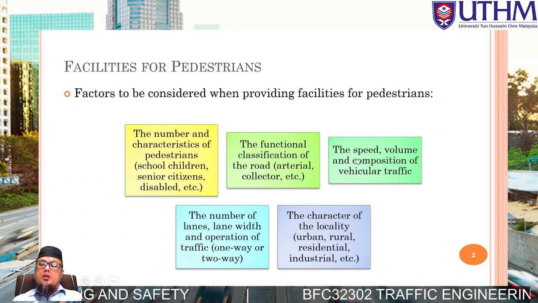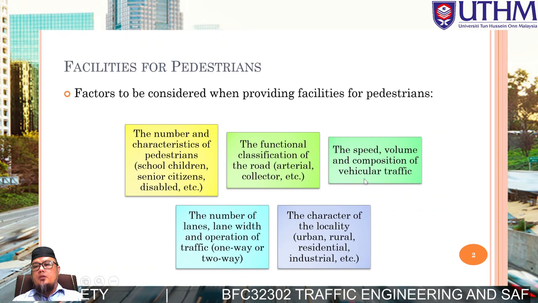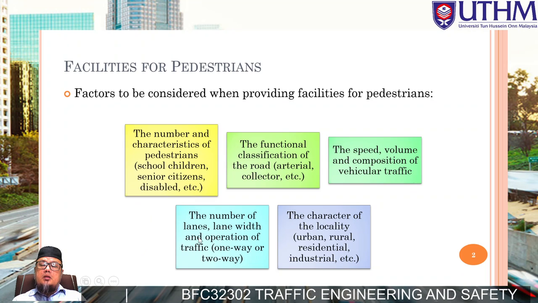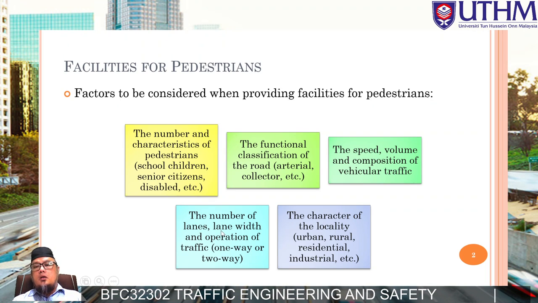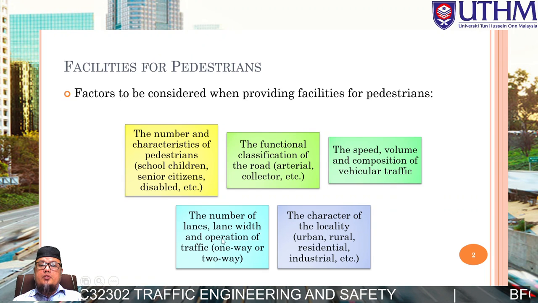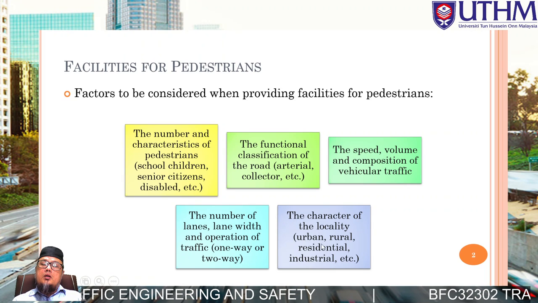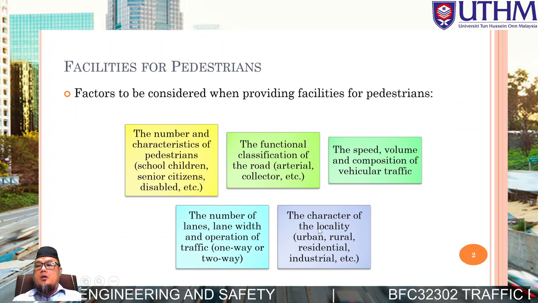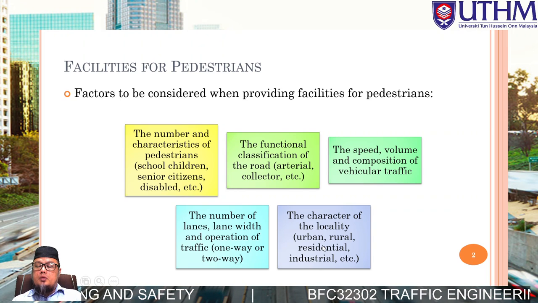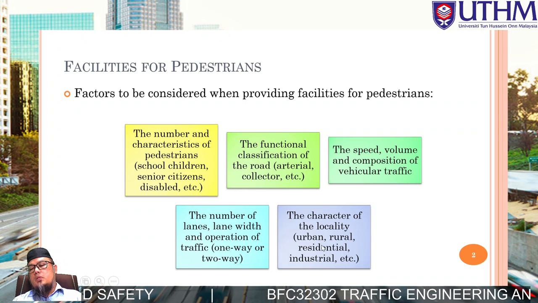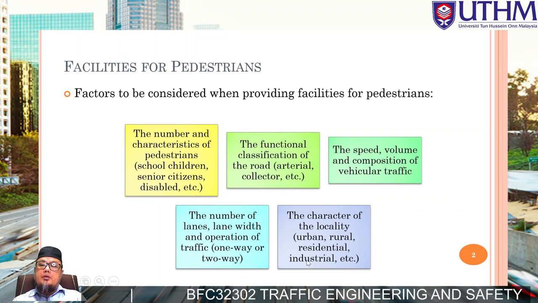Then look into the traffic parameters like speed, volume, and the composition of the vehicular traffic. Then we look into the geometric layout, the number of lanes, lane width, and operation of traffic, whether it's a one-way or two-way street or road. Then the last one is locality, the area. The character of the locality where the facilities for pedestrians are to be provided: urban area, rural, either in a residential area or industrial, etc.